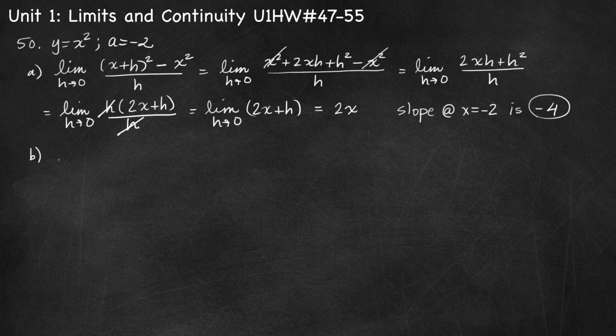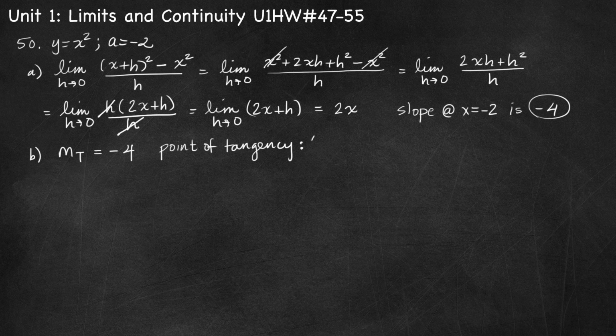Part B, we're going to find the equation of the tangent line at this x value, at x equals negative 2. In order to write the equation of the tangent line, we need to know the slope at the indicated point. So the slope of my tangent line is negative 4. That's what we found in part A. And I also need to know the point of tangency.